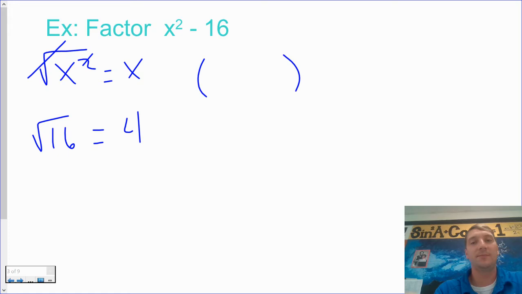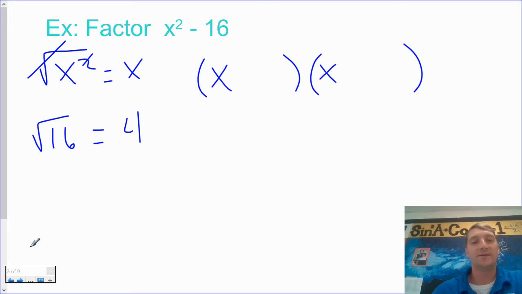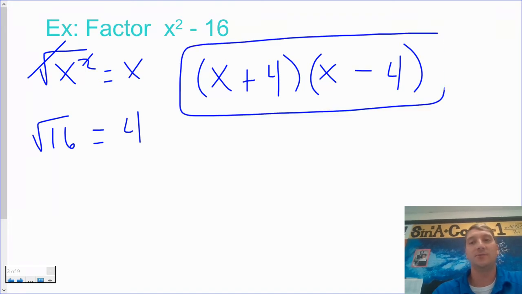So if I go back to my pattern that I just kind of learned, I got x first, that's going to go first in each parentheses. When I square root 16, I got 4, that's going to go second in each parentheses. And as I just said, you're going to have one plus and then one minus. That's factored with difference of two squares. So once you figure out what the pattern is, these become pretty quick.